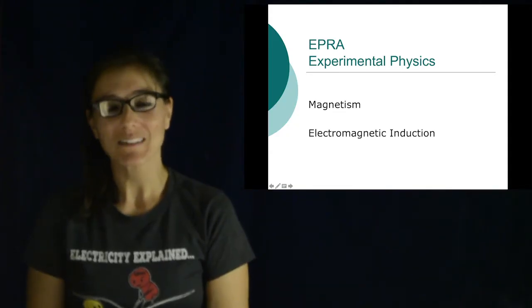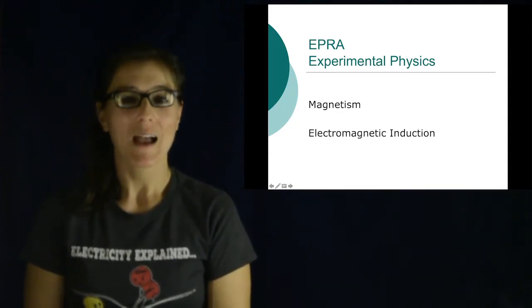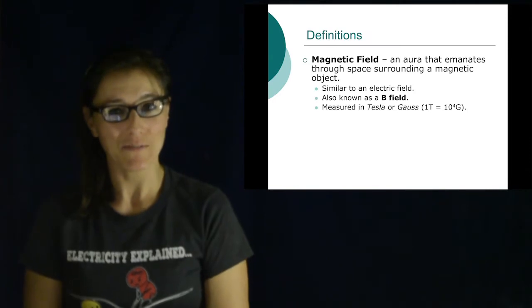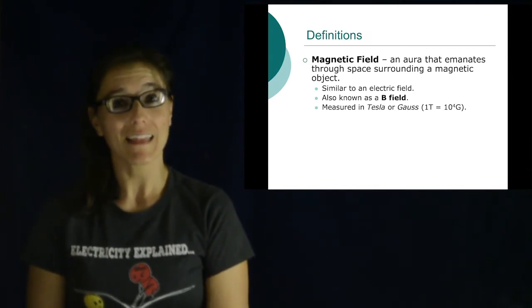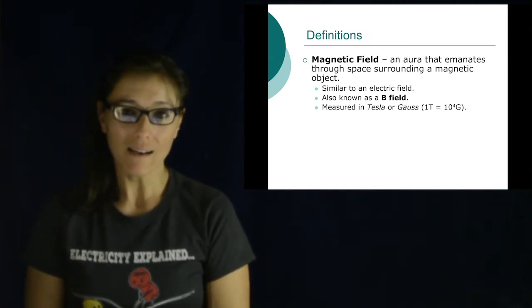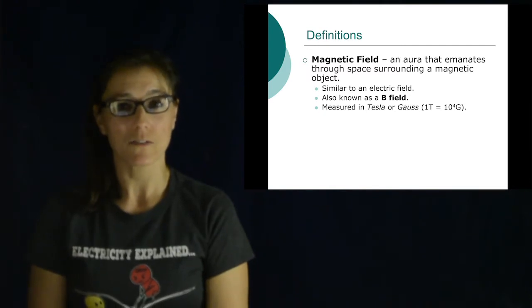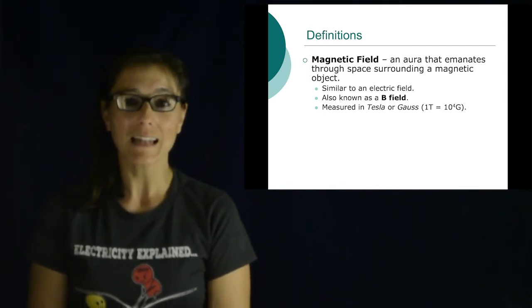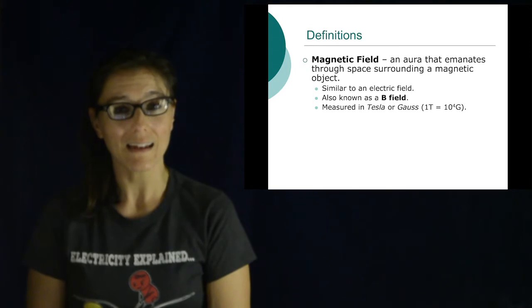Hello, today we're going to talk about magnetic fields. A magnetic field, much like an electric field, can be defined as an aura that emanates through space, but unlike an electric field which emanates from a charged object, a magnetic field emanates from a magnetic object.